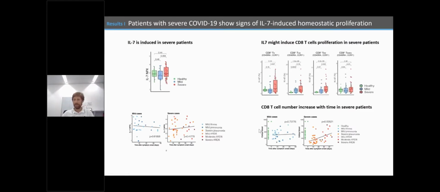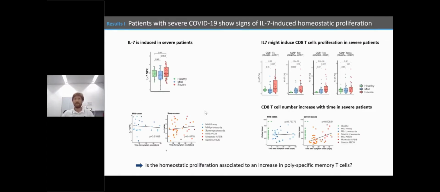And IL-7 is important for T cell proliferation. So here we looked at the levels of the CD8 positive T cells and the levels of Ki67, which indicates proliferation. Here we could see that indeed in the severe patients, we had higher levels of Ki67. This indicates that IL-7 might induce CD8 T cell proliferation in severely affected patients. We also saw that the CD8 T cell numbers increase with time. Again, when we plot the pseudo dynamics versus the CD8 T cells in blood, you could also see a significant relationship, or more importantly, an increase with time in those severe patients.